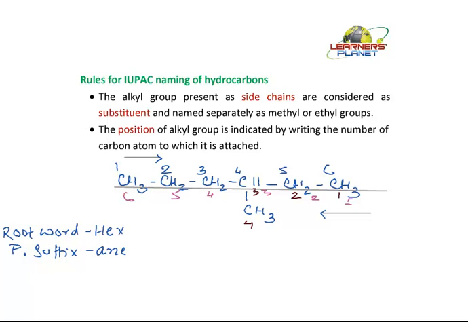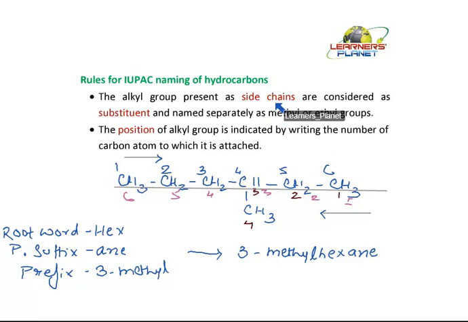So what would be the prefix here? I'll take it as 3 and methyl, because there is one carbon, so it is methyl. Now compiling all the 3, what will be the name of this compound, children? Its name would be 3-methylhexane. So is my point clear? That the alkyl group present as a side chain is considered as a substituent and named separately, and this is a prefix.